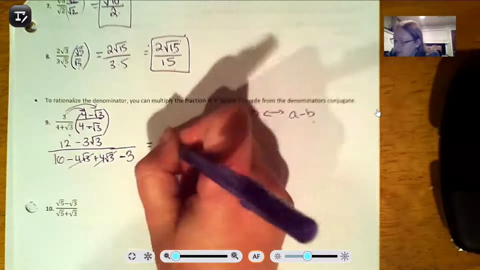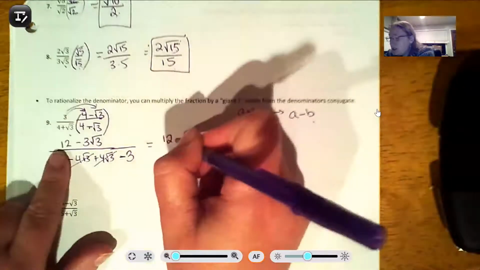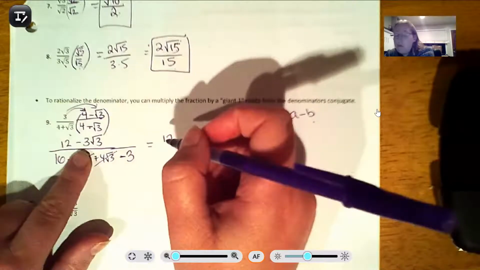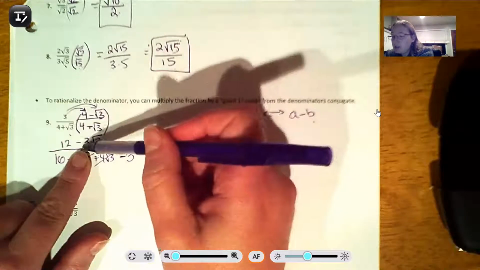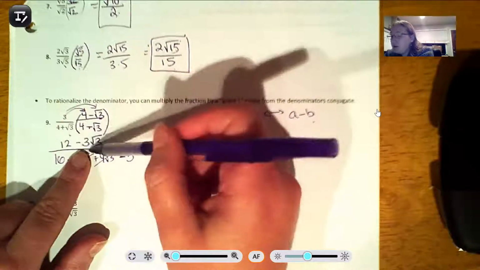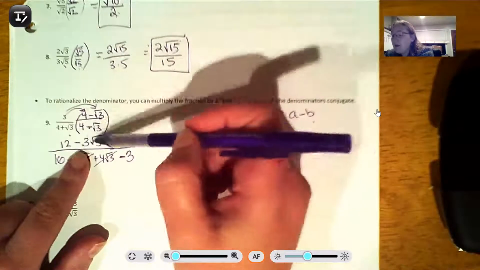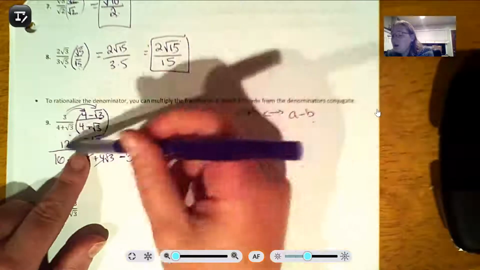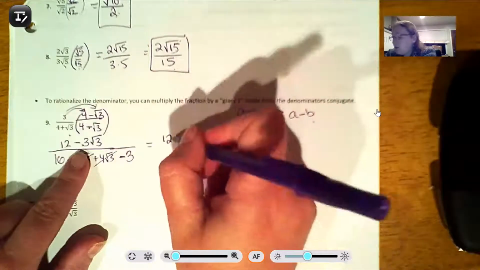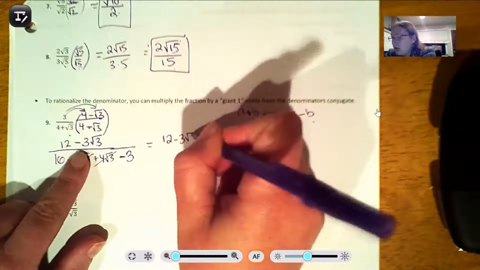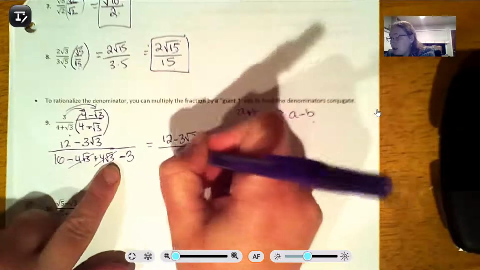So let me just simplify this a little bit. It might be tempting to do 12 minus 3 and write 9, but you have to pay attention to order of operations. You'd have to do your multiplication before your subtraction, and these are not like terms, so you can't subtract them. So it's just that over 16 minus 3 is 13.